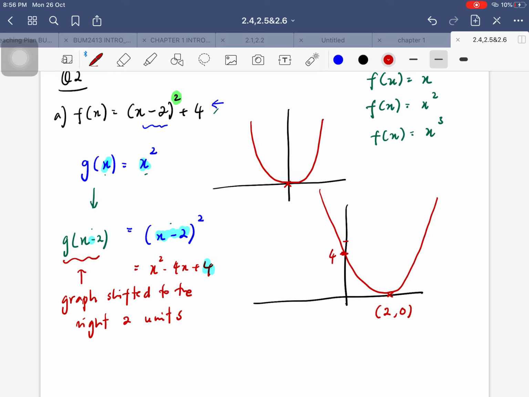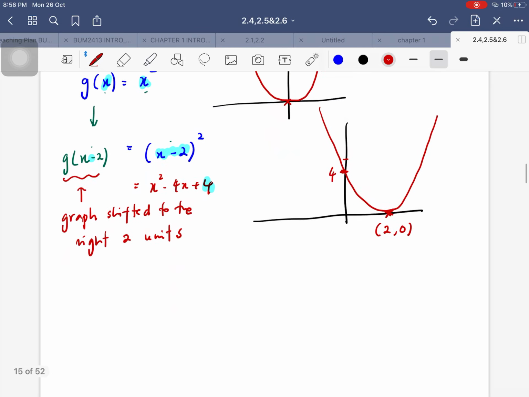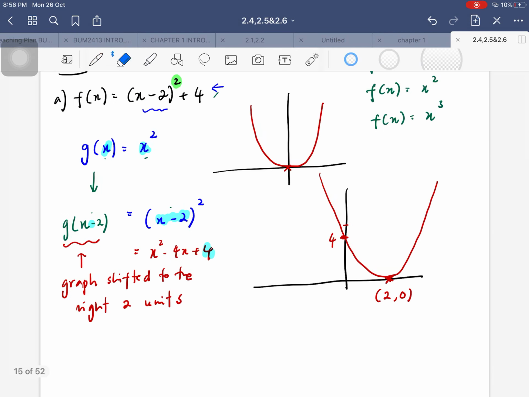Let's say 4 is somewhere over here. So that is my 4. Because I don't want to sketch another curve, that is how the graph looks when it's shifted 2 units to the right. This is going to be our new minimum, at (2, 0).